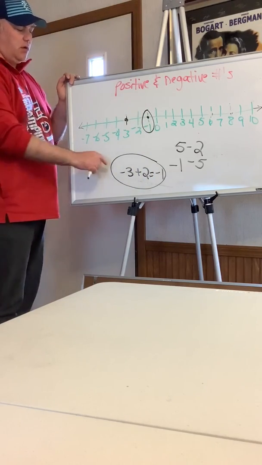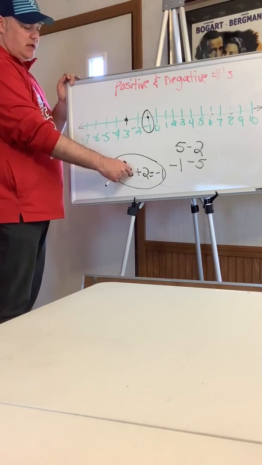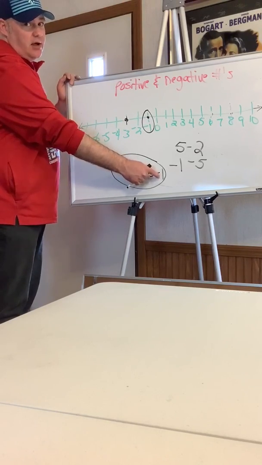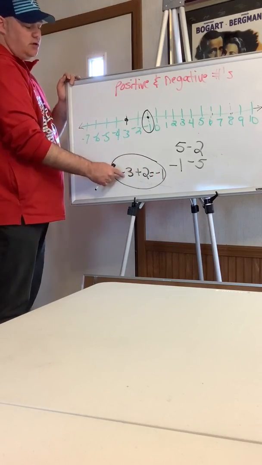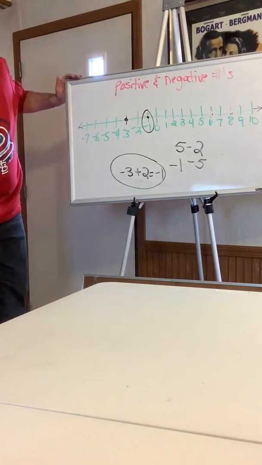Okay, so if you owe $3 to the bank and you put in 2, you're still -1 in the hole. You still owe the bank $1. You've only paid 2 of those dollars that you owed out of 3. So that's what that means.